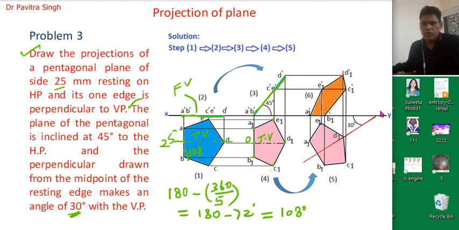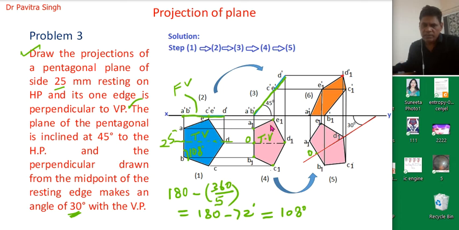So we will first draw this line at an inclination of 30 degrees with the vertical plane, or XY line. This is actually the top view, so this will be below the XY line. So we have drawn this line, and this point O is here. D1 is this, C1 is this, B1 is this, A1 is this, E1 is this.